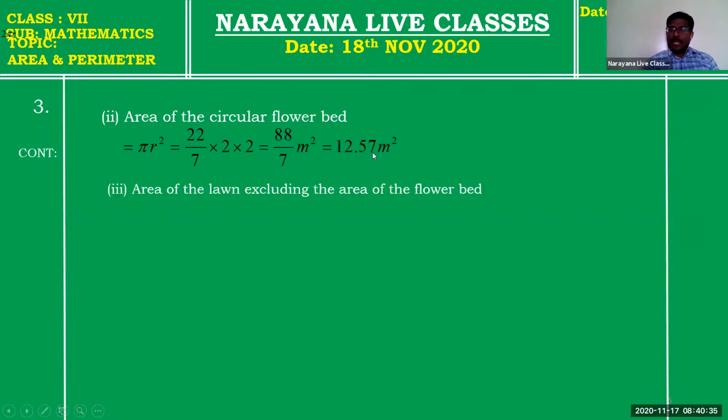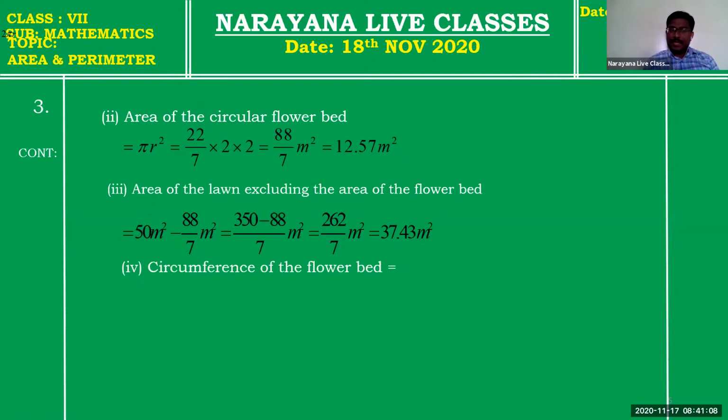If you come to the third question, the area of the lawn excluding the flower bed, that is area of a rectangle minus area of a flower bed. The area of the rectangle is 50 and the area of the flower bed is 88 by 7. So here the LCM is 7. If you take 7 as LCM, 50 becomes 350, minus 88. 350 minus 88 is 262, so 262 by 7. Now if we divide this, we'll be getting 37.43 meter square.